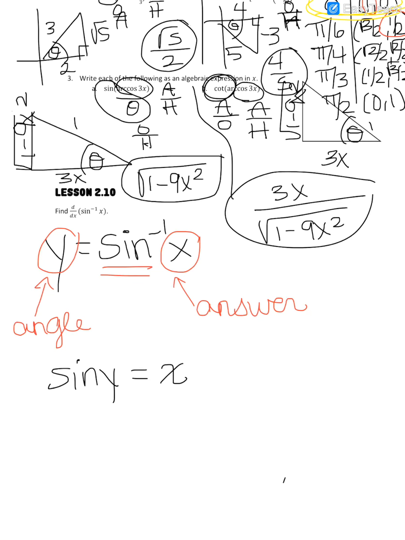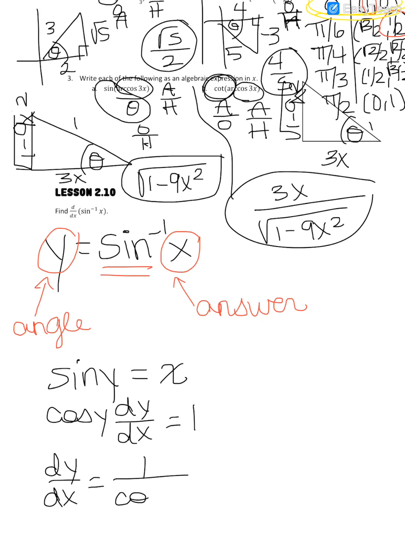And now I'm going to go ahead and do my derivative of this implicitly, okay? All right, so we have derivative of sine is cosine of y, dy dx, equal to derivative of x, which is 1. And now I'm going to go ahead and divide by my cosine of y. All right, I'm not quite done.